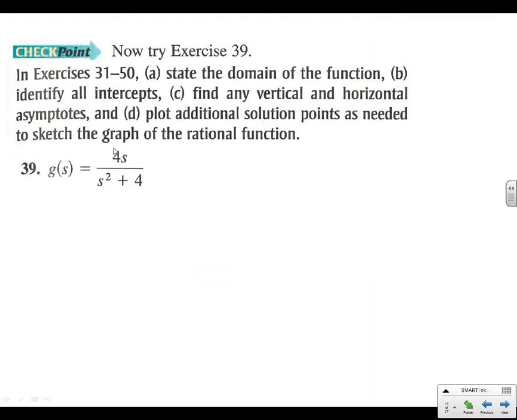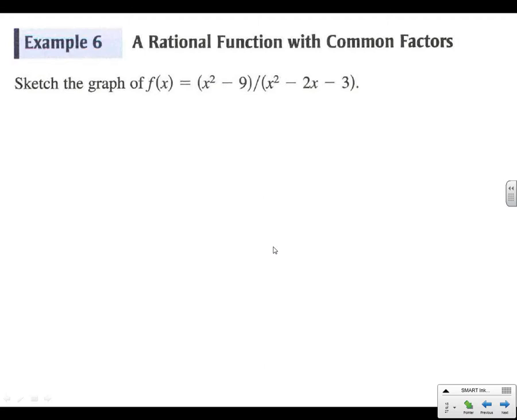All right, but use your calculator on these, see what the shapes should look like, find all your asymptotes, vertical and horizontal, graph the curves. Okay. All right, two more just to wrap this up.